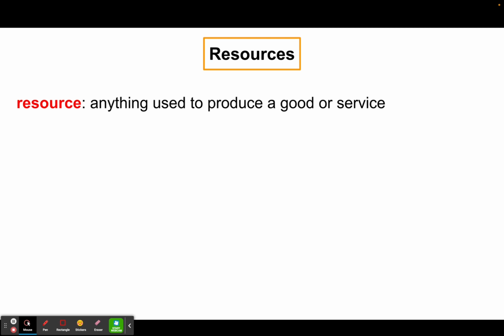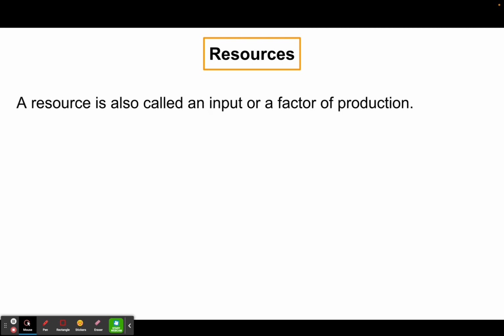So that's why it's really important when you're reading a definition in this class to really understand it and understand why each word in the definition is used. Because in this case, the word used is very important to understanding what a resource is and is not. What's also important to understand is that in this class, you're going to see that some terms, some words or phrases can have multiple synonyms that mean the same thing. So in this case, a resource can also be called an input or a factor of production.